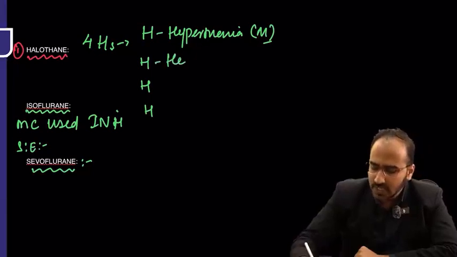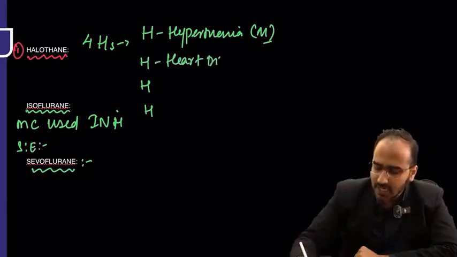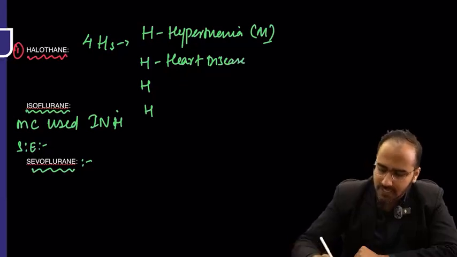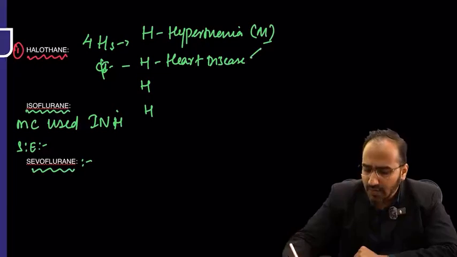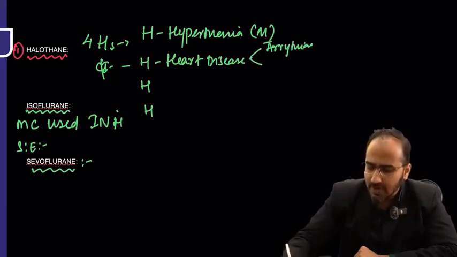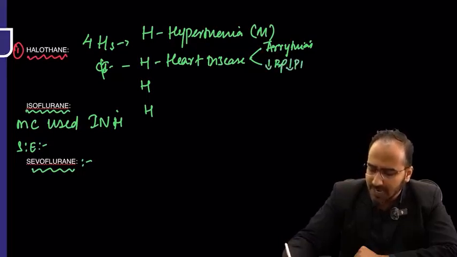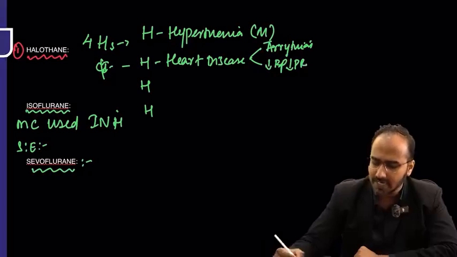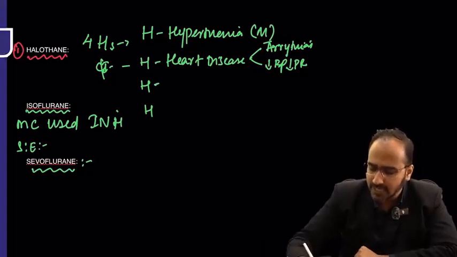Second H is what? Heart disease. Halothane is contraindicated in heart disease. Why, sir? Because halothane produces arrhythmias. Apart from that, halothane produces hypotension and bradycardia. The third H of halothane is what, guys?